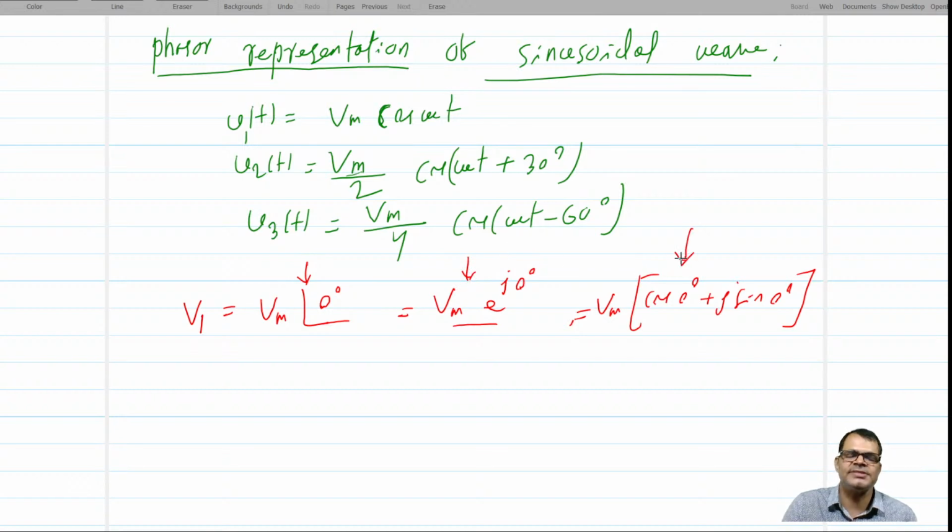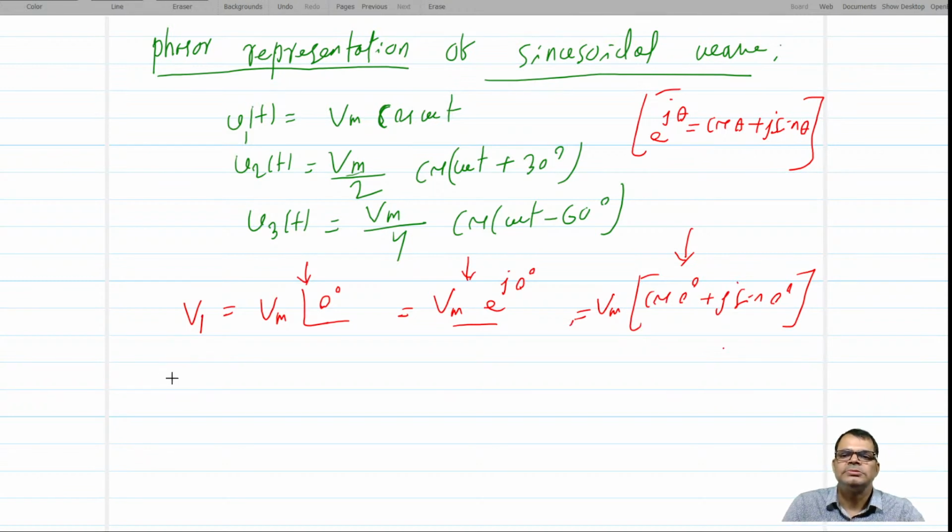All these are phasor representations, that is phasor in different forms. This is the rectangular, and we use here Euler's identity: e raised to the power j theta is equal to cos theta plus j sin theta. Many times it will be used in every subject, whether it is signals, machines, communications, or electromagnetic theory.